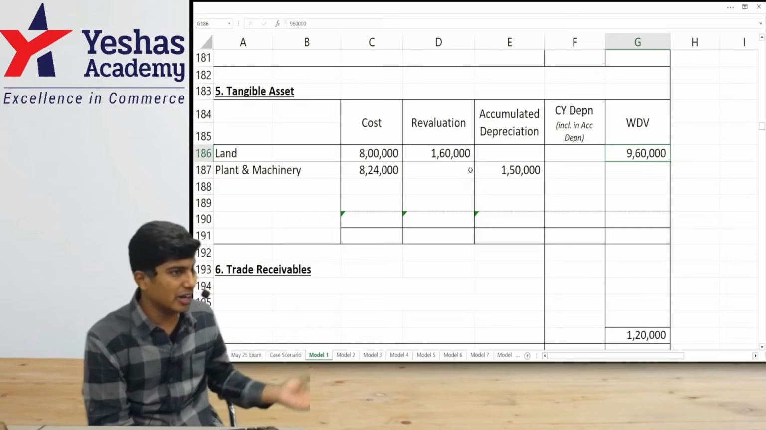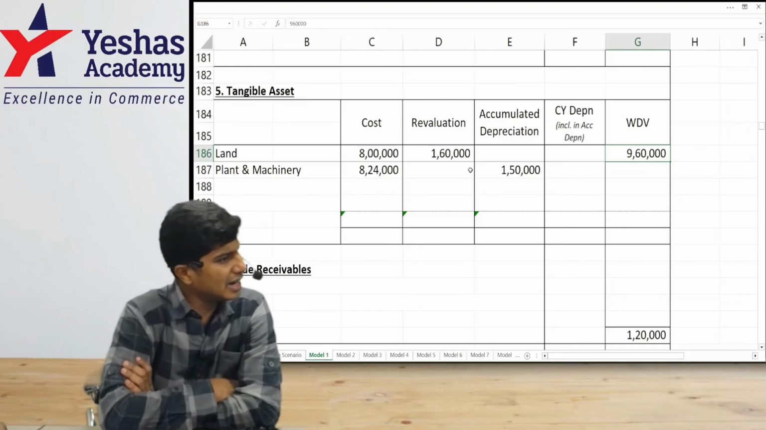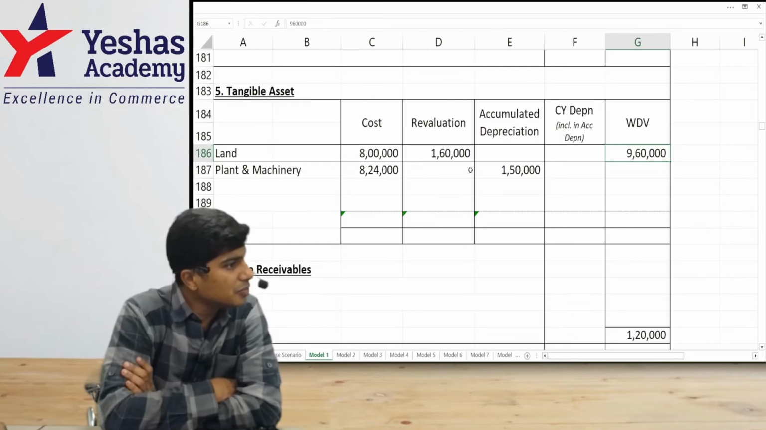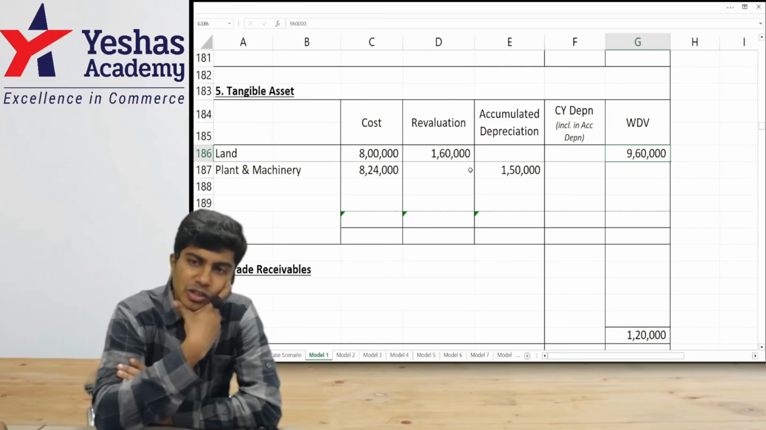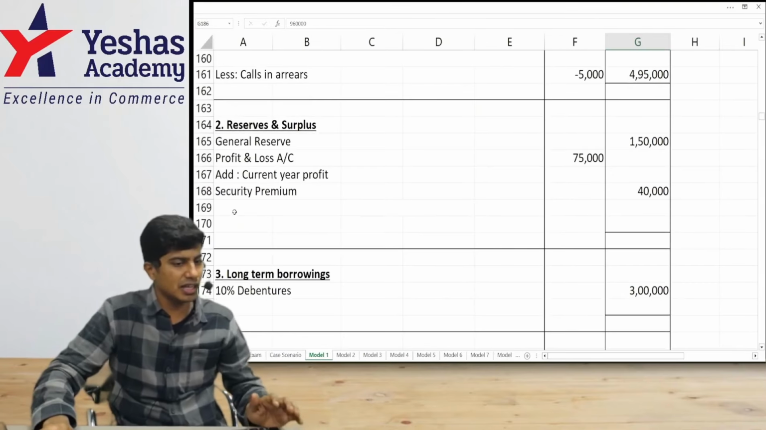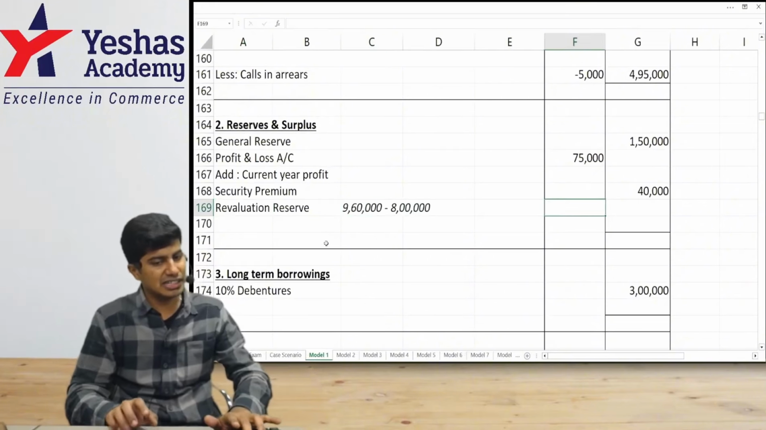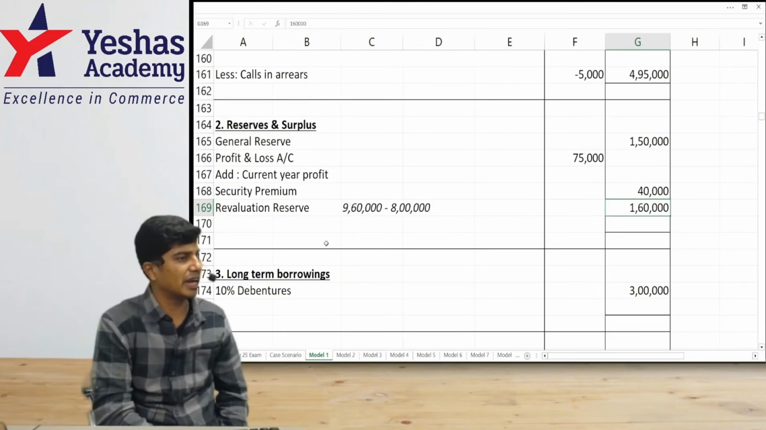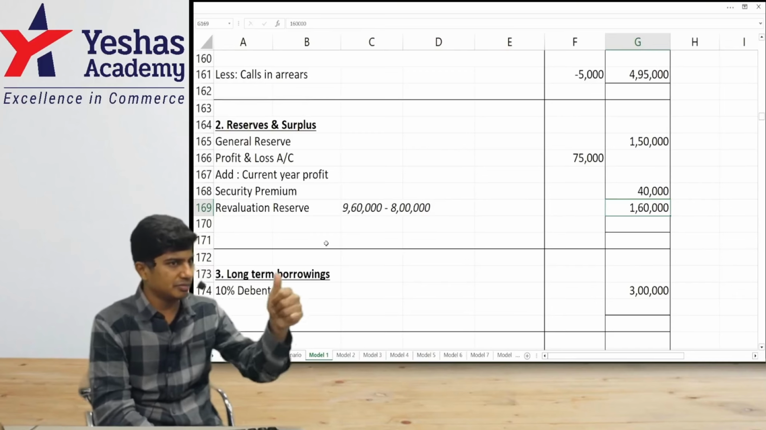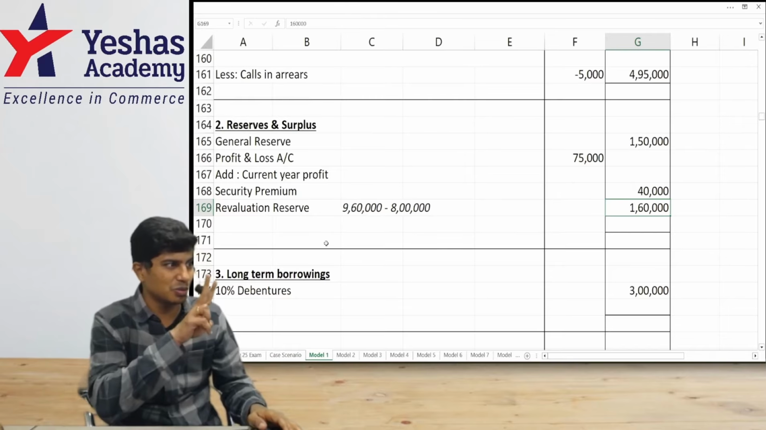Remember, it's not like you write 1 lakh 60 and then forget. How do you increase the value of land? Land account is debited. Credit should be given to revaluation reserve. Very good. Where would that revaluation reserve appear? In reserves and surplus, here you have to mention revaluation reserve 9 lakh 60 minus 8 lakh, which comes to 1 lakh 60. Got it? For adjustments, always remember you should make two postings.